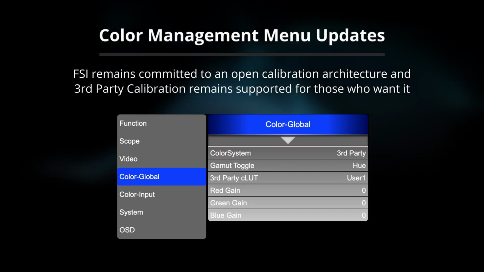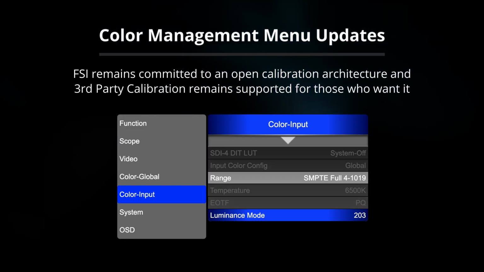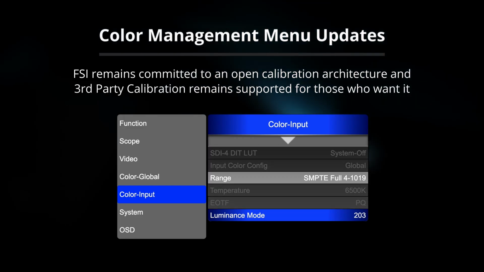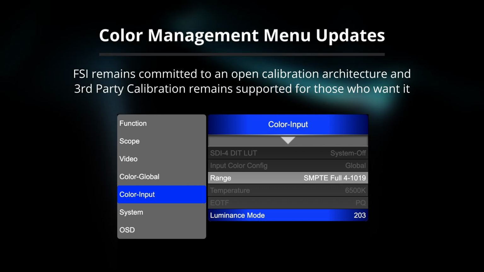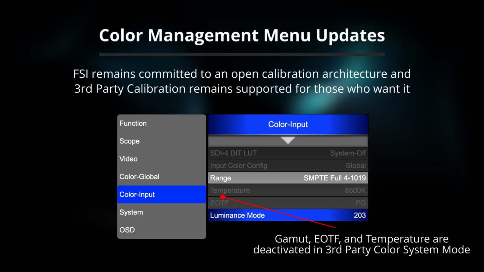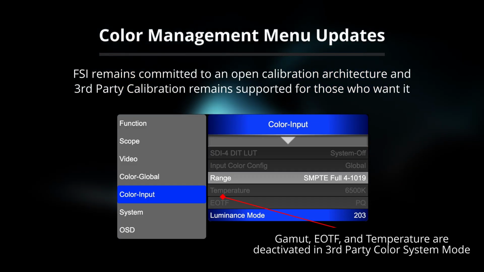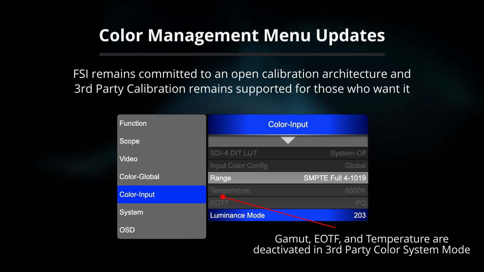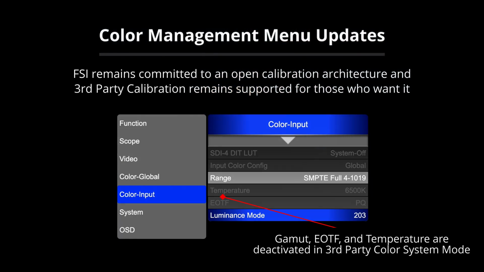Just note that when in the third-party color system mode, only the range and lume selections from the color input menu, which we will take a look at in a minute, will remain similarly adjustable as they are in Gaia color system mode. Gamut, EOTF, and temperature will all be deactivated and will not be selectable in third-party color system mode, as these parameters are all instead governed by the third-party user LUTs directly.